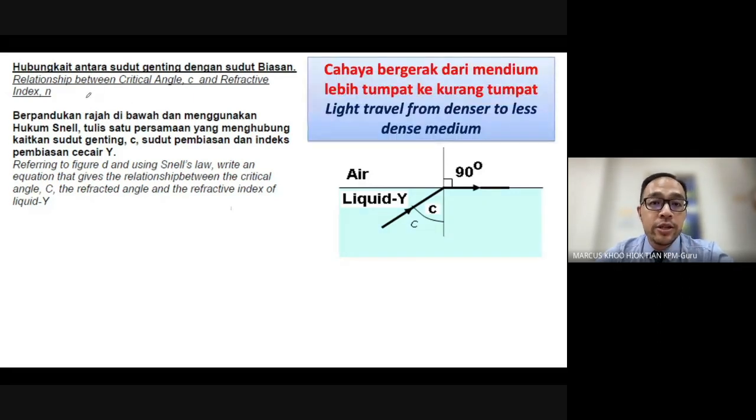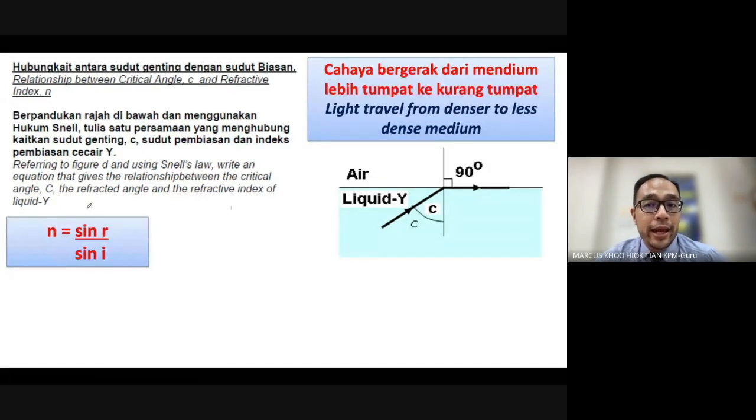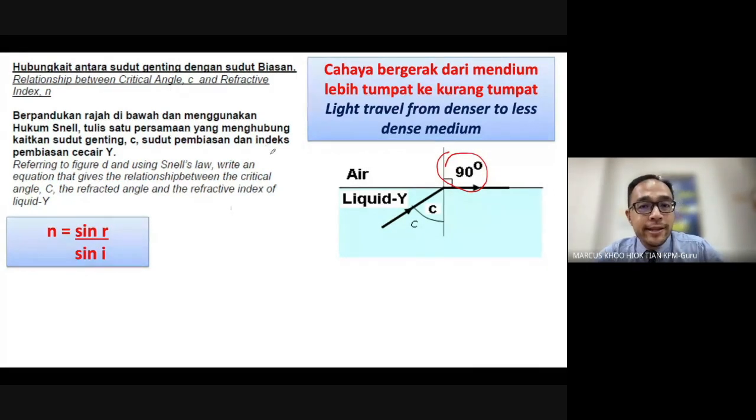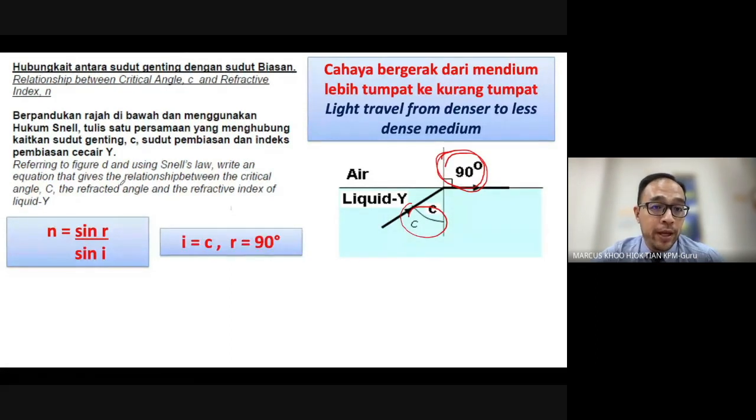So in this case, light travels from dense to less dense medium. Referring to this figure, the refracted angle is R, and this is the incident angle, which is now C. Again, I know this looks very funny. Why is R on top and not I? Because, as I said just now, when you calculate refractive index, the bigger angle must be on top. And obviously 90 degrees is bigger than C. So we put the 90 degrees on top, and we call the incident angle C, the critical angle.